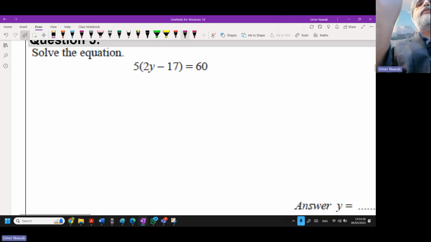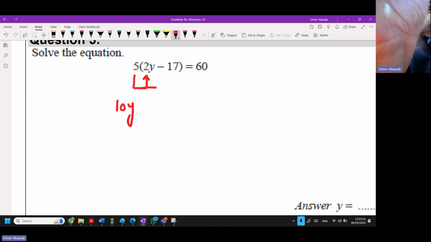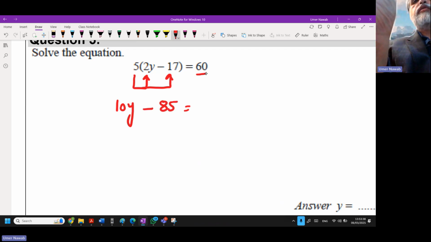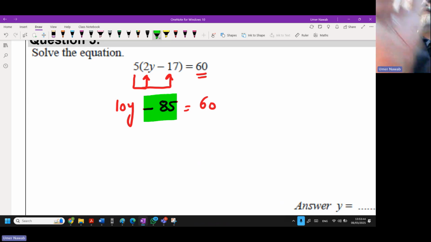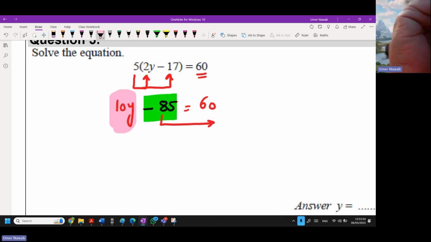Now the next question, if you look at that, it is 5 multiplies with 2y, it gives you 10y. 5 multiplied with negative 17, you may check from the calculator, is negative 85, and you just copy the 60 as it is. And you all agree with me that this negative 85 should move to the right hand side because I confirm my 10y is already positive.